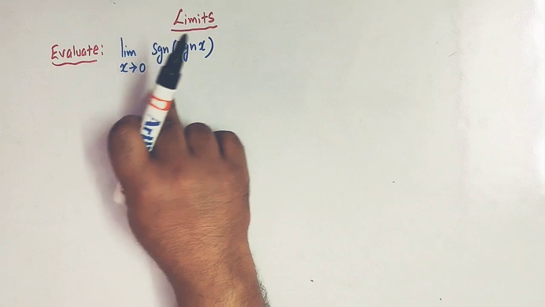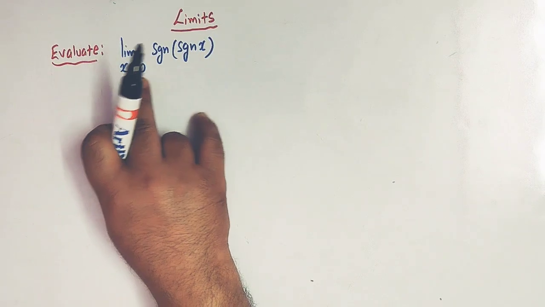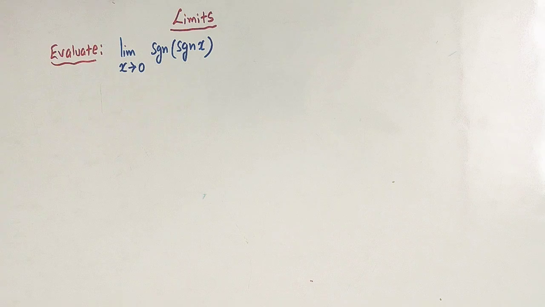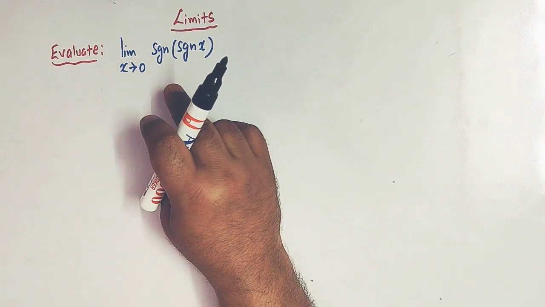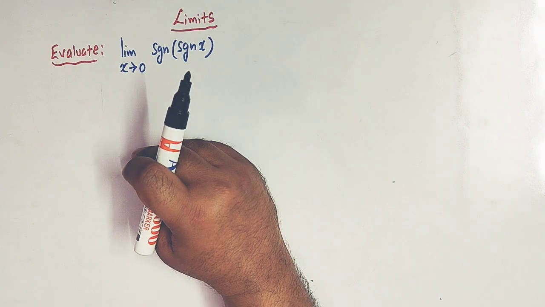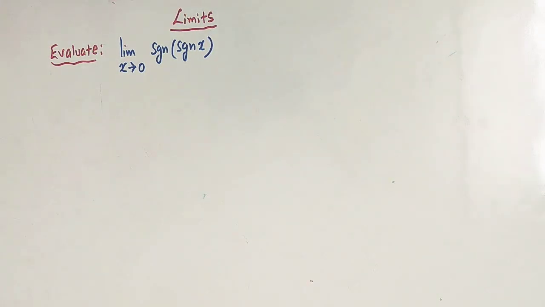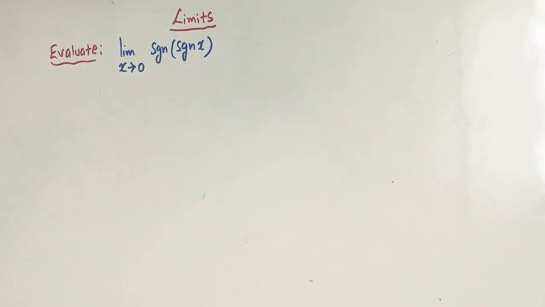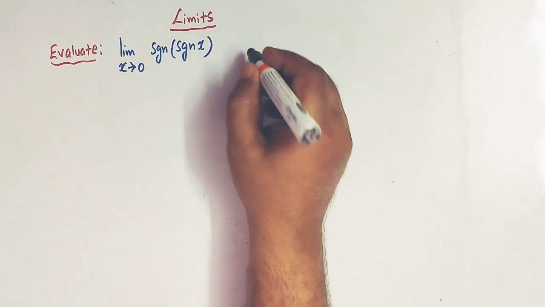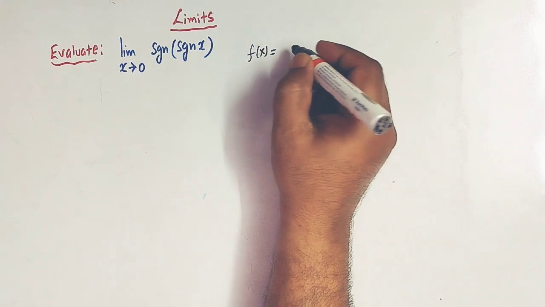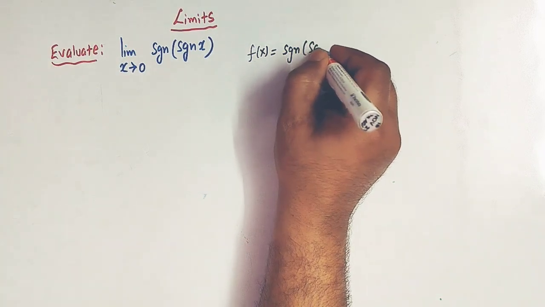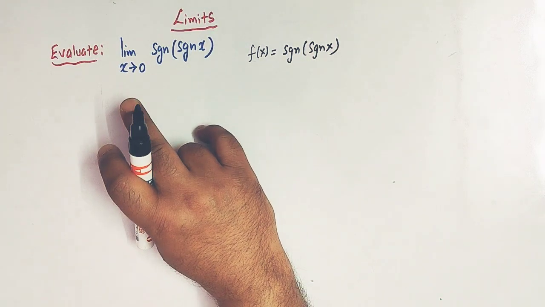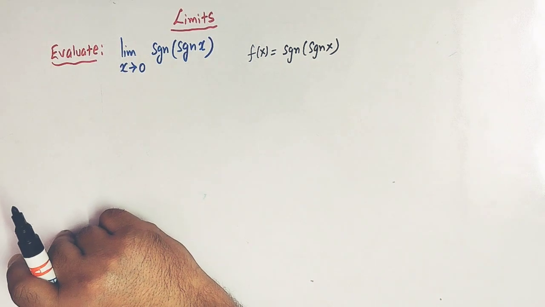So here what we will do, we'll find out the right hand limit and the left hand limit of this function when x approaches 0. And we'll see whether the right hand limit exists or not, and similarly whether the left hand limit exists or not. So let us find out both types of limits. Here we have the function f of x equal to signum of x, and we'll utilize the definition of signum function to find the right hand limit and the left hand limit.